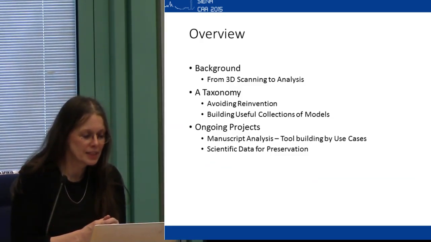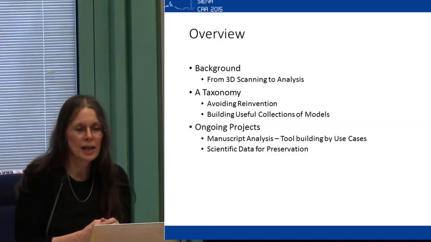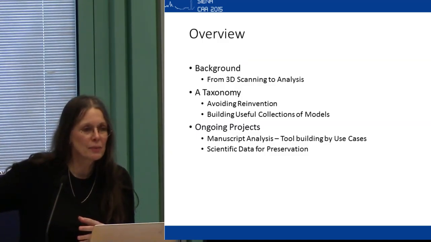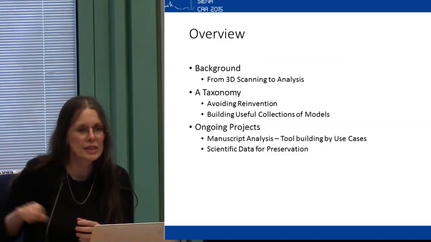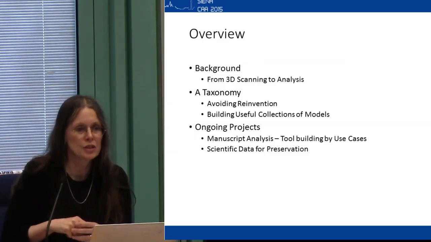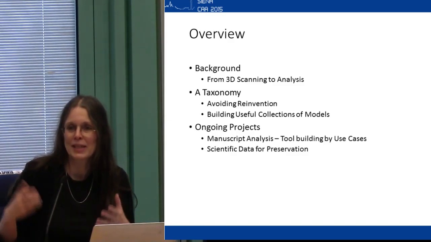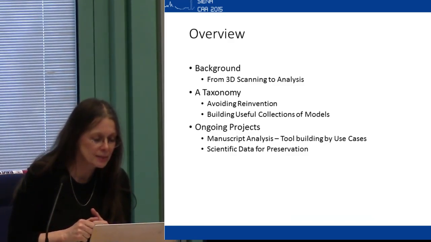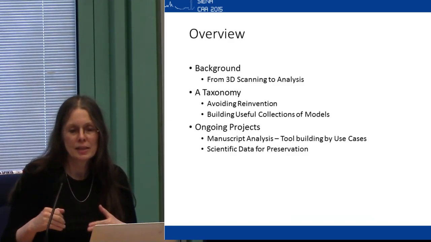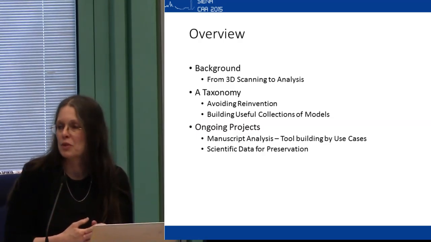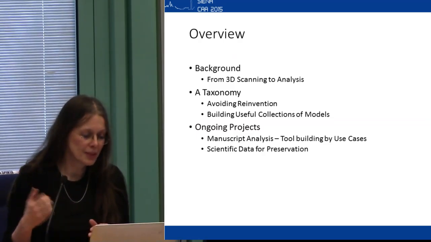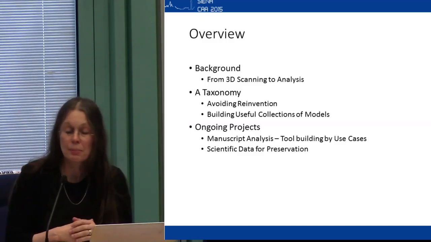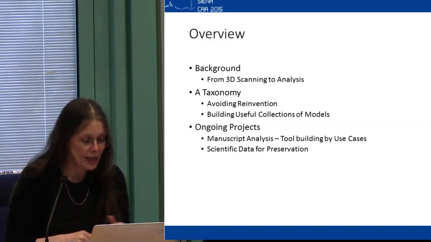One thing a taxonomy does is it allows us to identify where there are blank spaces and opportunities to do new work. It allows us to identify what's already been done, so we don't spend a lot of time reinventing some things. And for ideas of how to move forward, I'll talk about some things we're learning from a couple of ongoing projects I have.